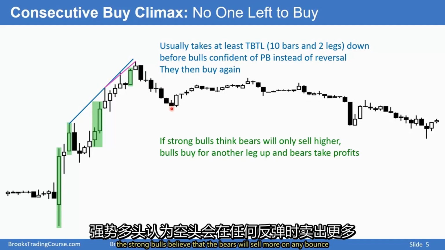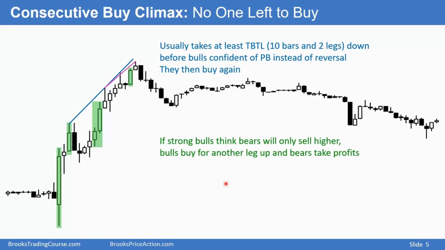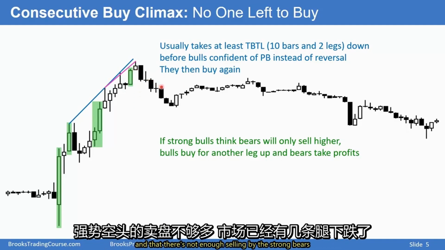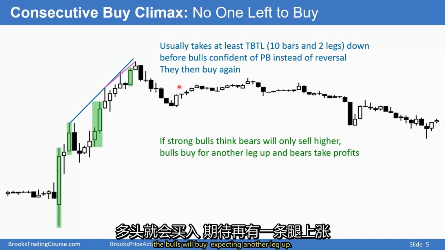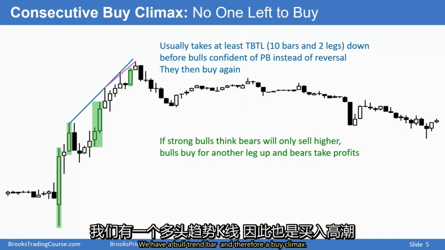After 8 bars down like this, the strong bulls believe that the bears will sell more on any bounce, expecting another leg down. On the other hand, if the strong bulls think that the sell-off is not very good and that there's not enough selling by the strong bears and the market has had a couple legs down, that's not the case here, the bulls will buy, expecting another leg up.